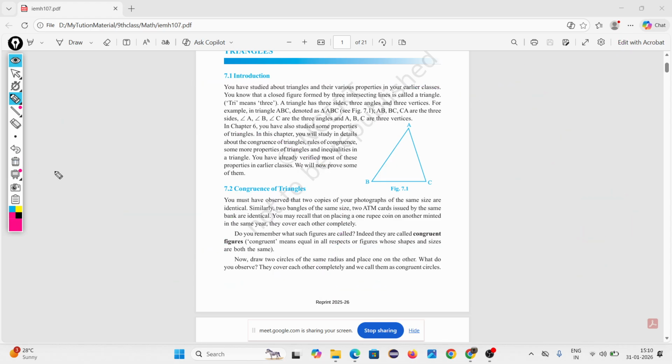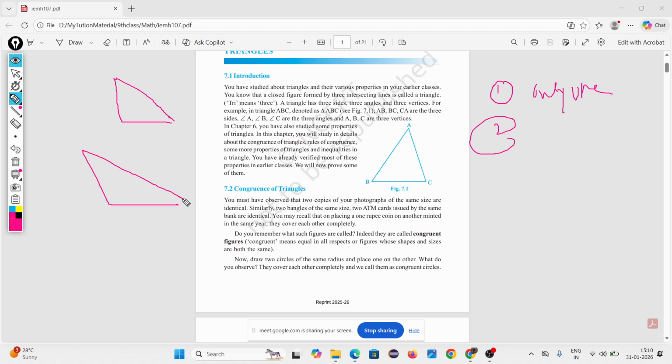We covered what you mean by triangle, types of a triangle on the basis of sides and on the basis of angles. Then tell me, how many right angles can be possible in a triangle? Only one. In an obtuse angle triangle, how many obtuse angles are possible? One. Only one. Okay.